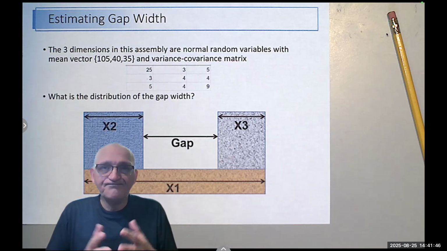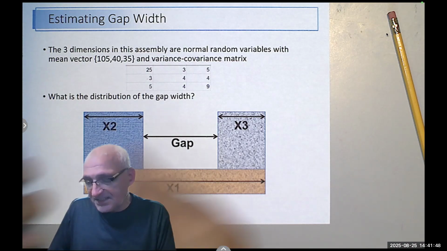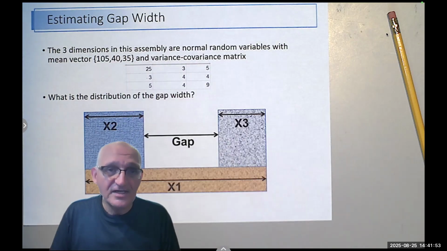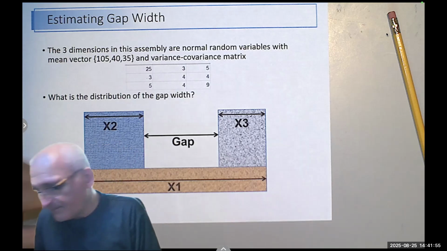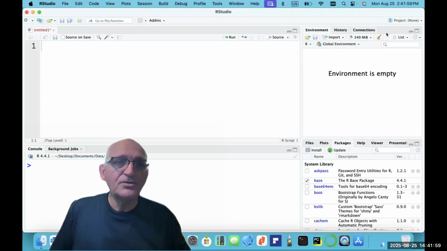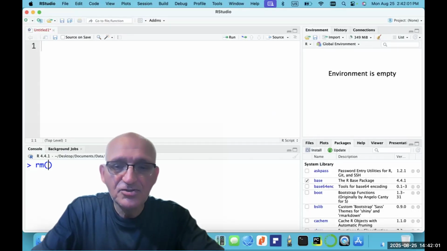So now we want to see how we can solve this using RStudio, and this time we will have to download another package that allows us to deal with variance covariance matrices. So let's do that. Let's go to RStudio.